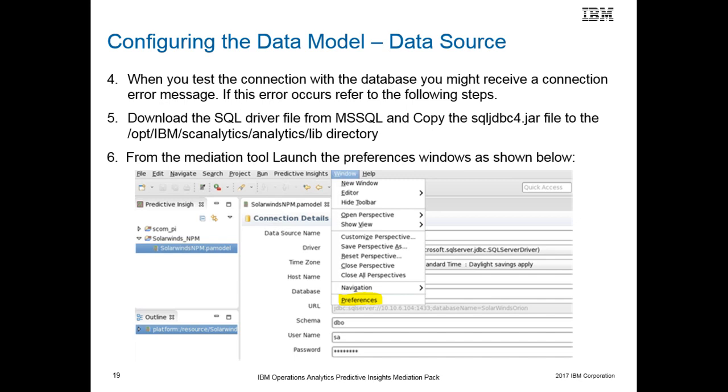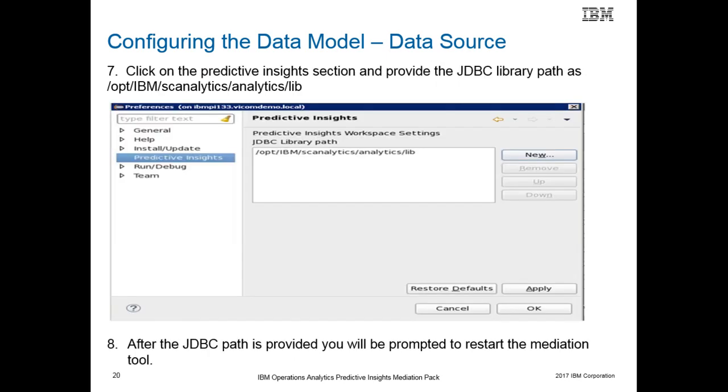From the Mediation tool, launch the Preferences windows as shown in the slide. When the next screen appears, click on the Predictive Insights section and provide the JDBC library path as shown in the slide. After you enter the JDBC path, you will be prompted to restart the Mediation tool.